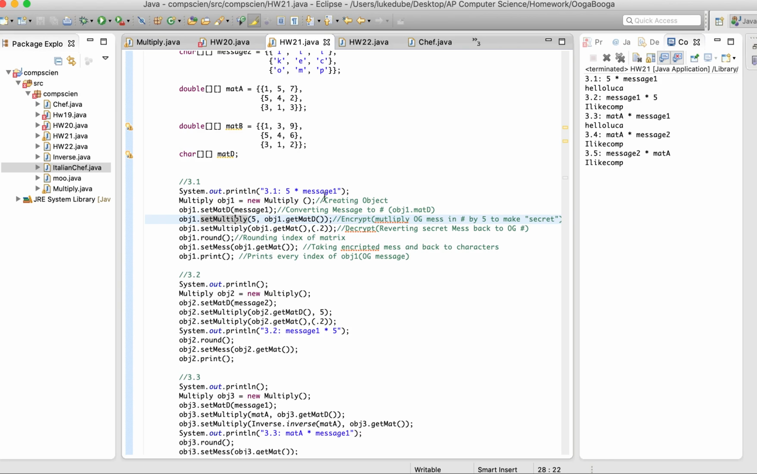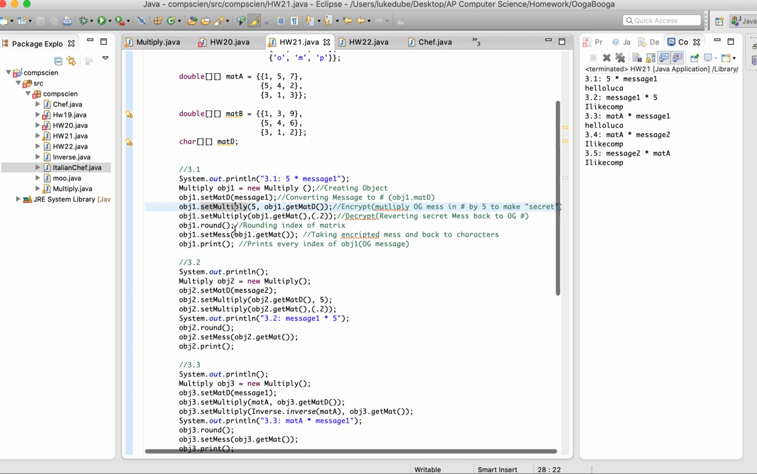After that, we're going to multiply it by 5, and then again we're going to get the inverse. It's decrypting it, followed by rounding it, setting the message, which is moving it back to characters. So it's quite literally a full loop, and then followed by that, printing out the original message. As you can see, it's a full loop.